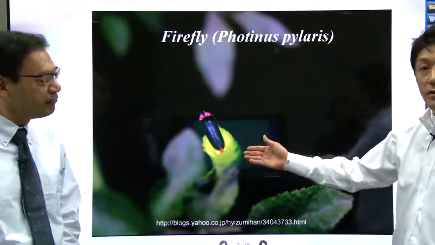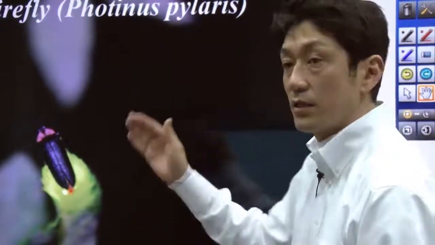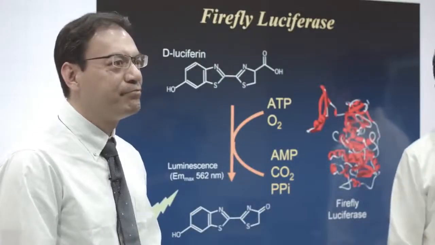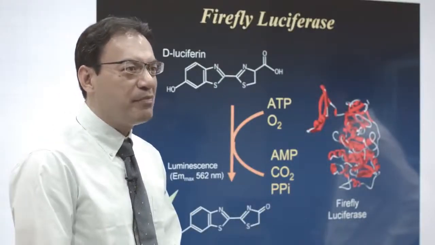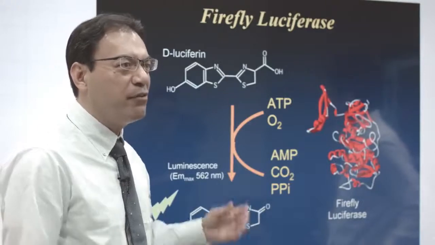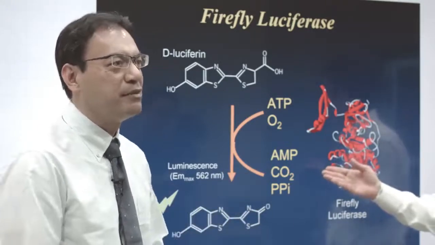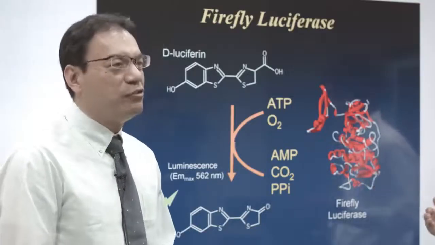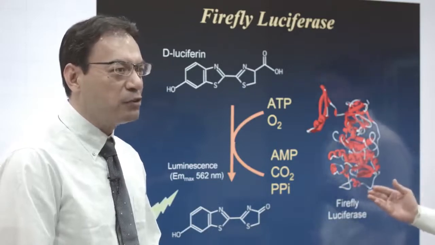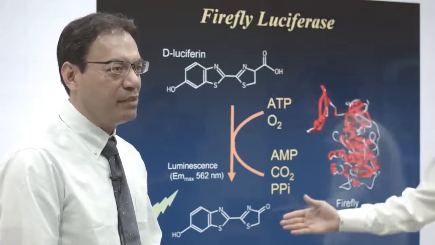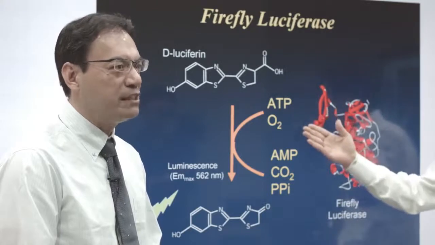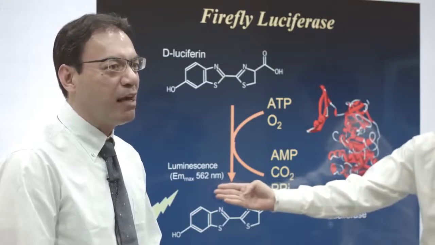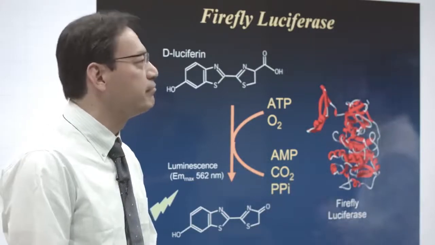Here is a firefly right here. How does this happen? Okay, let me show you how it works. Dr. Harvey of Princeton University first discovered the luciferase reaction in 1922. Luciferase is an enzyme, right? Yes. Luciferase catalyzes the reaction that transforms D-luciferin to oxyluciferin in the presence of ATP and oxygen. The excited oxyluciferin emits a photon whose emission maximum is around 560 nanometers.